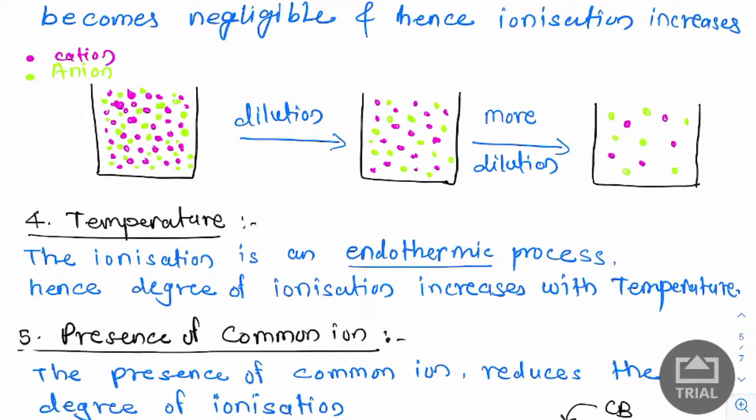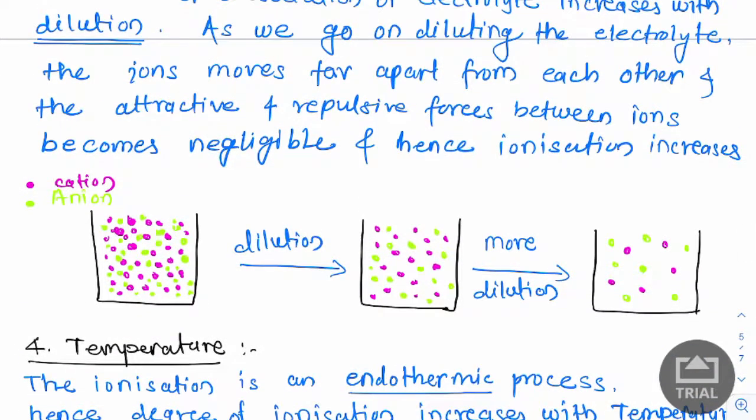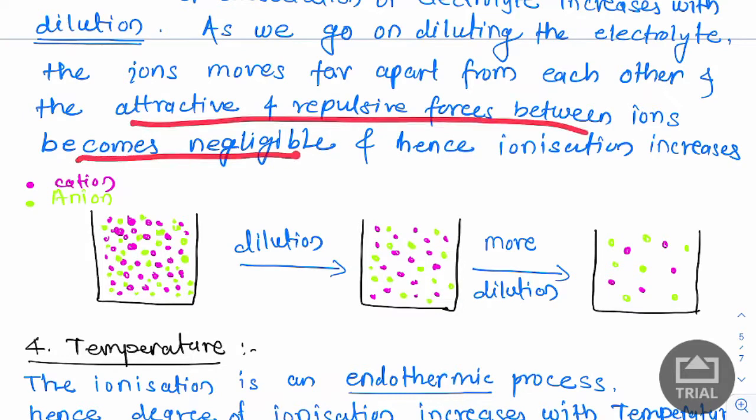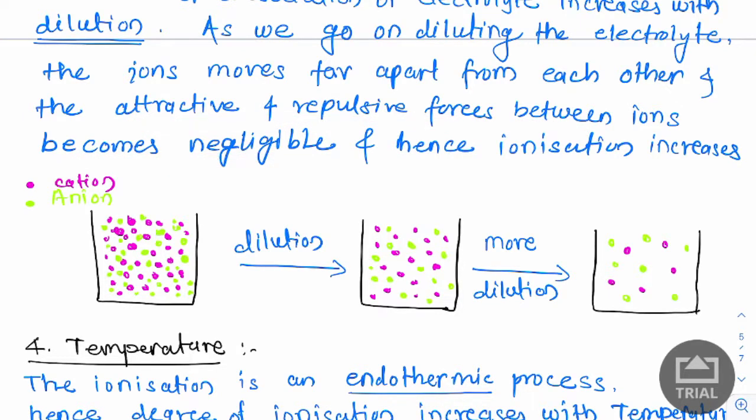If you go on diluting more and more, then what is happening? Ions move far apart from each other. Look at the distance between these ions. Ions are far more separated from each other. Due to this, what is happening? The attractive and repulsive forces between the ions become negligible due to the dilution. Hence, the ionization increases. Hence, the degree of dissociation, that is the alpha value, increases.